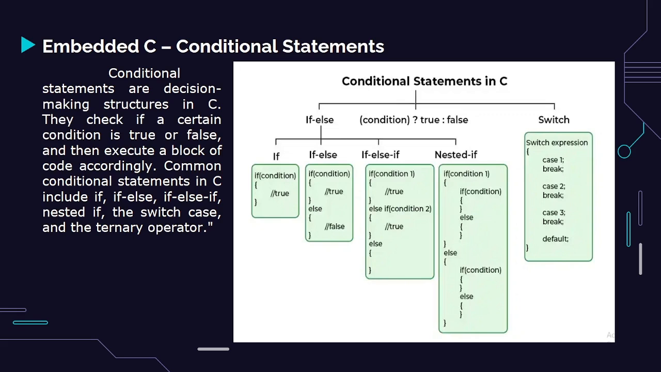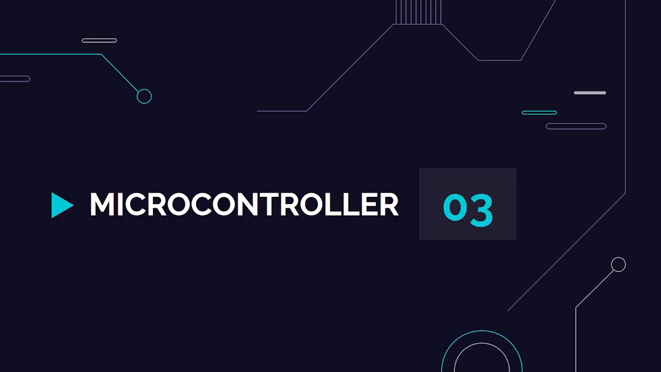Each of these statements helps control the flow of logic in a program. Based on the situation, we choose the right type. For example, we use if-else for a simple decision and switch for menu-driven programs.